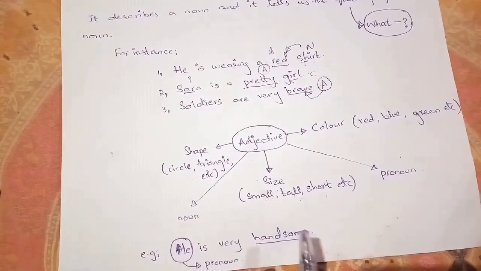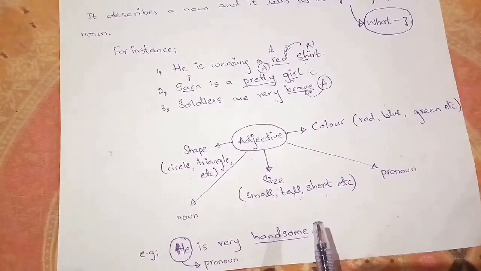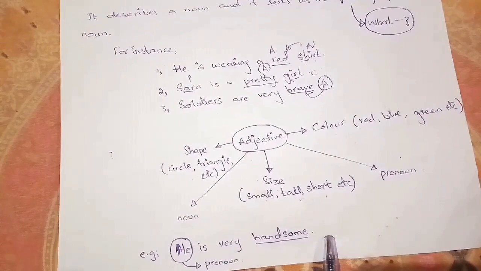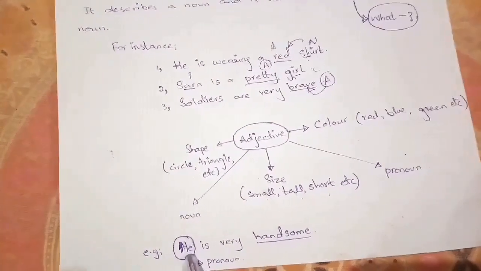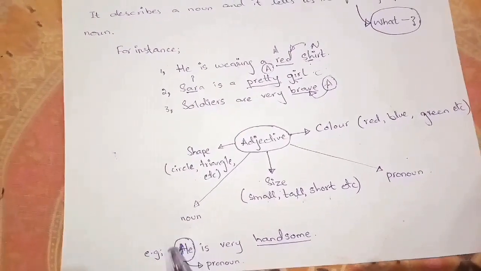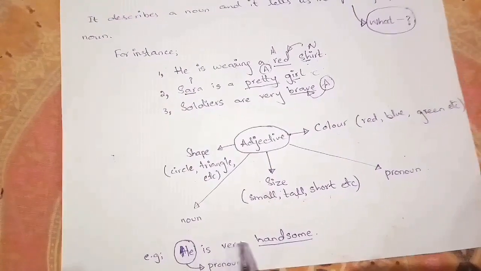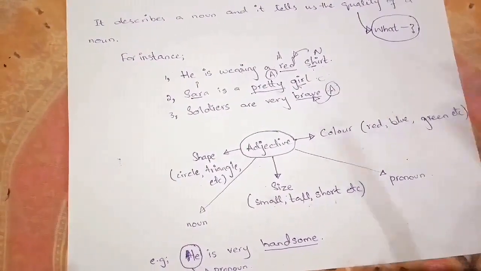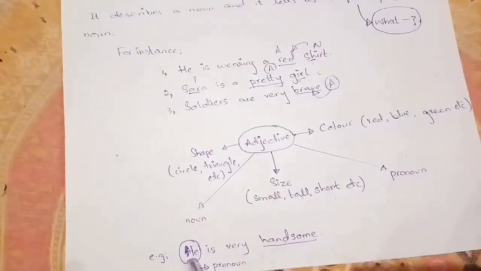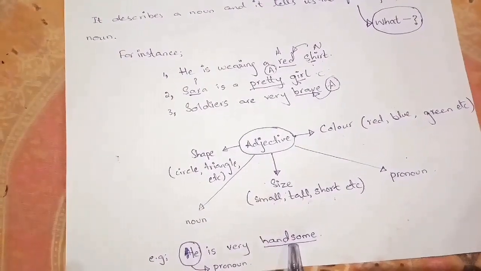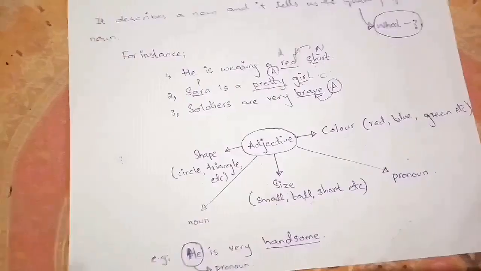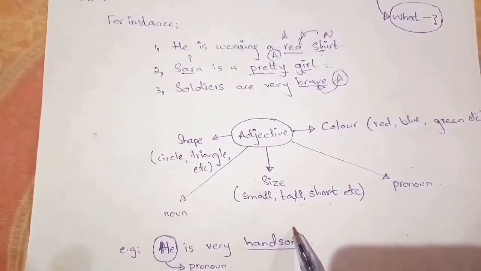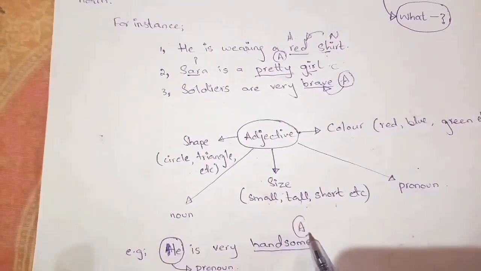So how will you know where the adjective is? If there is no noun, then you have to focus on the pronoun. In this sentence, the pronoun is he. He is very handsome. So, what quality did you learn about he? The quality is handsome. So, this will be our adjective.